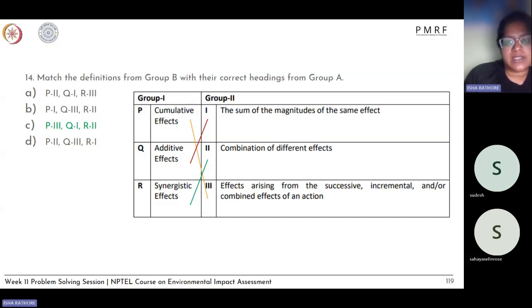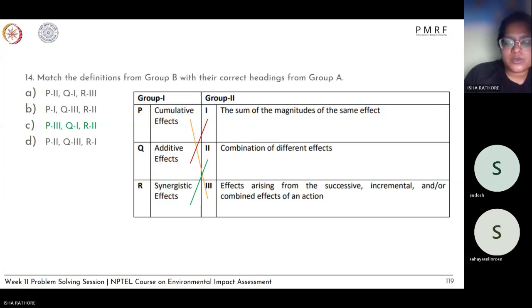So P matches with 3. Then additive effects are the sum of magnitudes of the same effect. So Q matches with 1. An example of this was noise and noise, which we looked at. Then we have synergistic effects, which are a combination of different effects. So noise and visual was an example of this. So R matches with 2. So the correct answer is C, that is P matches with 3, Q matches with 1, R matches with 2.